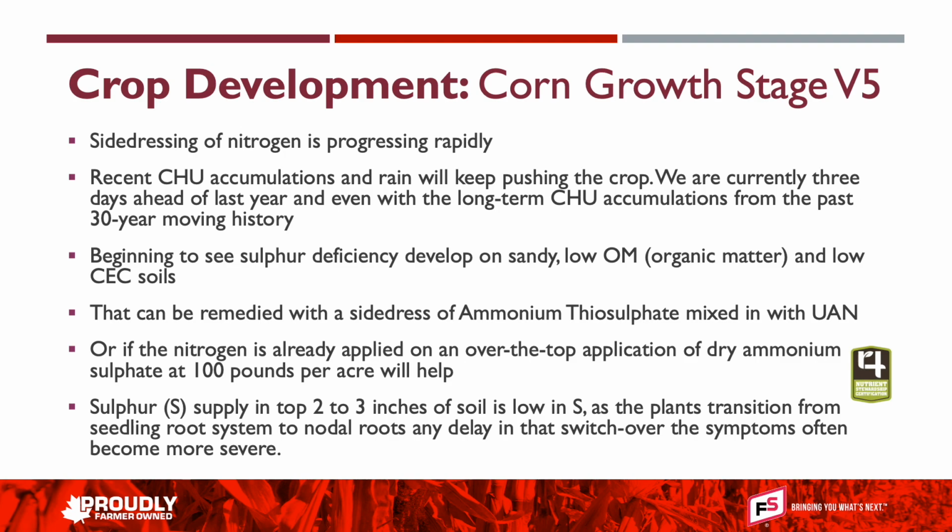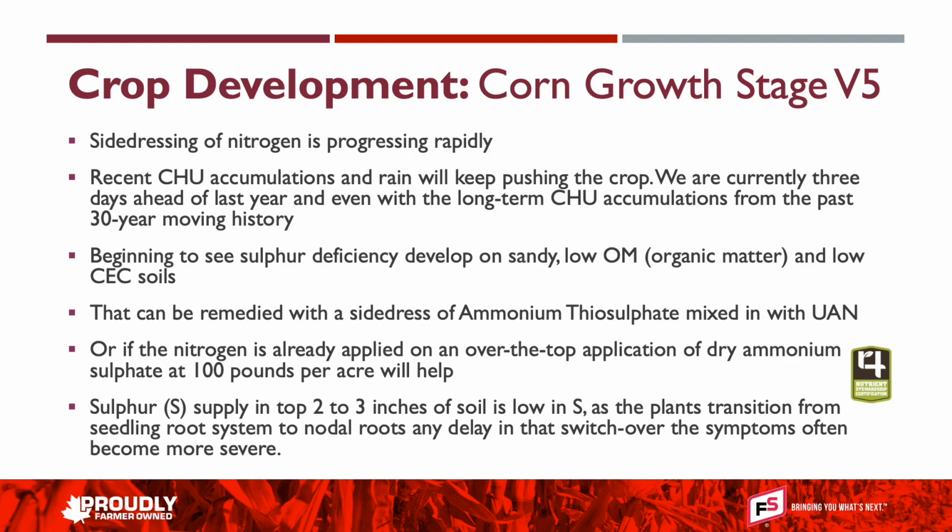Side dressing of nitrogen is progressing rapidly right now. Recent crop heat accumulations and rain will keep pushing the crop. We are currently 3 days ahead of last year, even with the long-term normal accumulation of crop heat units. We are beginning to see some sulfur deficiency develop on sandy, low organic matter, low CEC soils. This can be remedied with a side dress of ammonium thiosulfate mixed in with the UAN, or if the N is already applied, a top dressing with dry ammonium sulfate at 100 pounds per acre will help alleviate that deficiency symptom. Sulfate is extremely mobile in the soil, so once it's applied, it's just a matter of a few days and you should see the recovery.